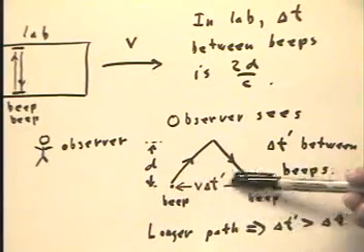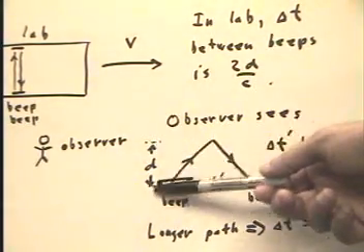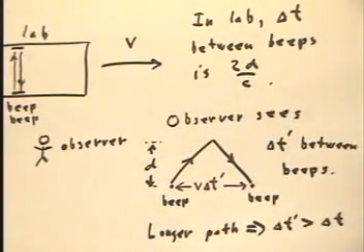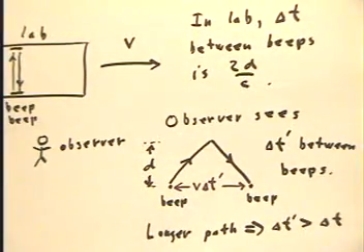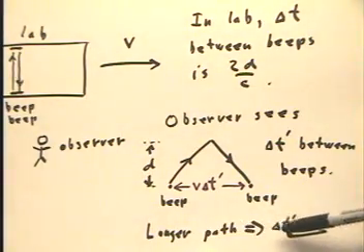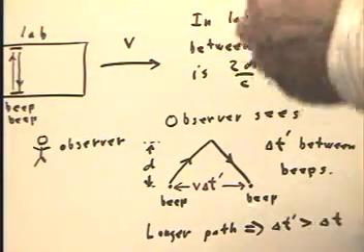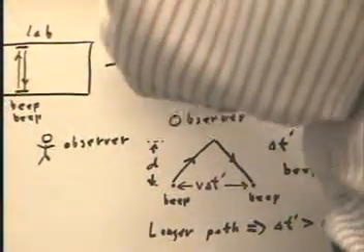Now, we have a distance v delta t prime here, and the vertical distance remains the same, as it does. We're not going to discuss too much about why that happens, but it's not too hard to understand. The longer path certainly implies that delta t prime is greater than delta t, as we saw before.